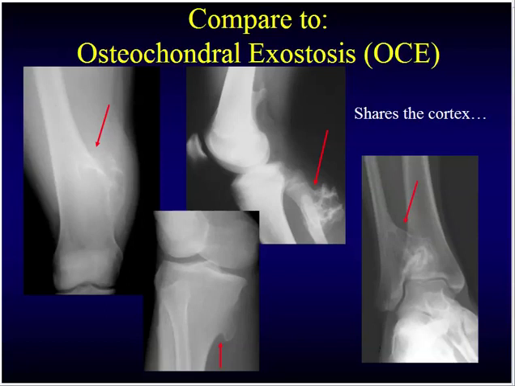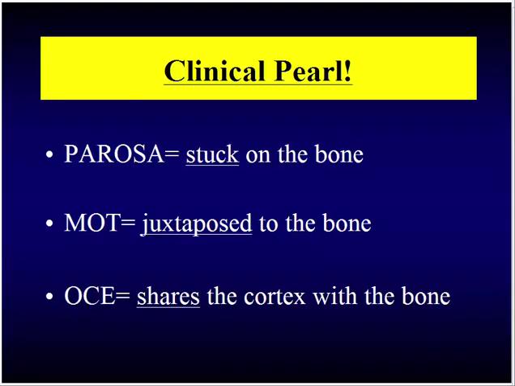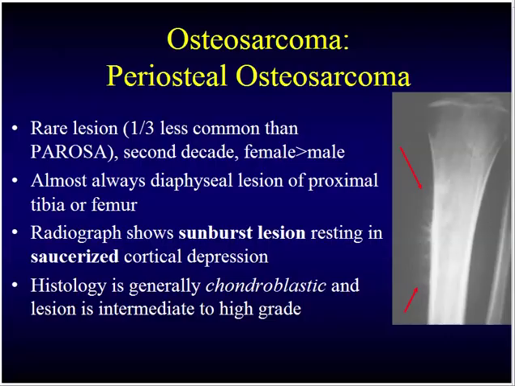But the differential diagnosis for a parosteal osteosarcoma is typically OCE or myositis ossificans traumatica, because those are the things that sort of happen on the surface of the bone that have some mineralization in appearance. And that's the key to distinguishing the difference between the three. So, clinical pearl. Parosteal osteosarcoma is stuck on the bone. Myositis ossificans traumatica is juxtaposed to the bone, and OCE shares the cortex with the bone. All right? The intramedullary contents sort of flow into the lesion. Okay.